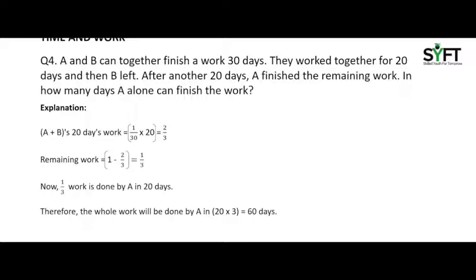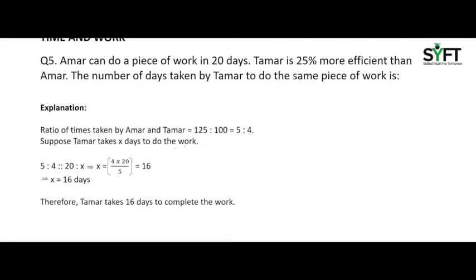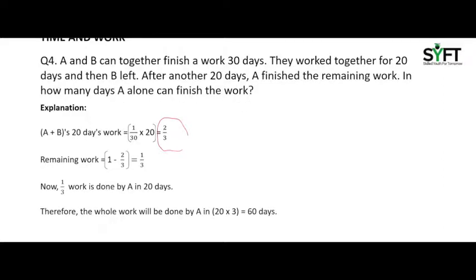They work together for 20 days. So A plus B in one day will do 1 by 30th portion of the work. So in 20 days, 1 by 30 into 20 is nothing but 2 by 3. Again, the remaining work is 1 minus 2 by 3, that is 1 by 3. After another 20 days, A finished the remaining work. So now 1 by 3 of the work is done by A alone in 20 days. Therefore, the whole work will be done in 20 into 3 equal to 60 days. Correct? Next.